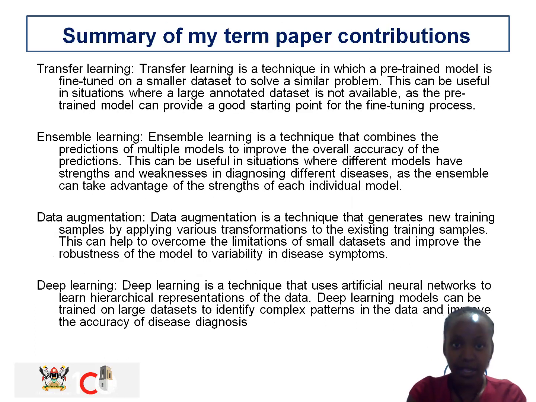Some AI techniques, such as deep learning, can be computationally intensive and may not be suitable for deployment in resource-constrained environments. Then in the summary of my term paper contribution, as you know, we have been doing this along the journey. So, giving a summary of everything, like transfer learning.